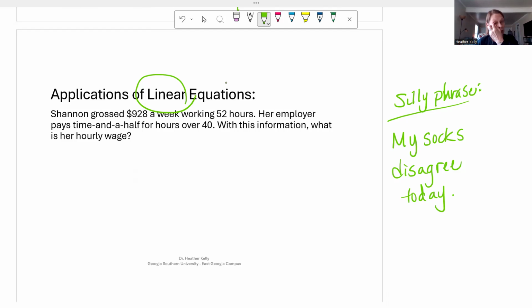It says Shannon grossed $928 a week working 52 hours. Her employer pays time and a half for hours over 40. With this information, what is her hourly wage? Now, what I did is I set up a table, right? Because we know we got regular time and we got overtime. Okay. And regular time is 40. And the overtime was 52 minus 40 because it was over the 40.